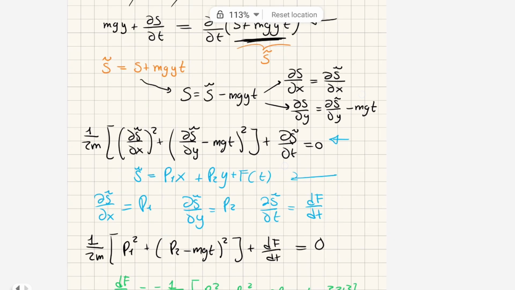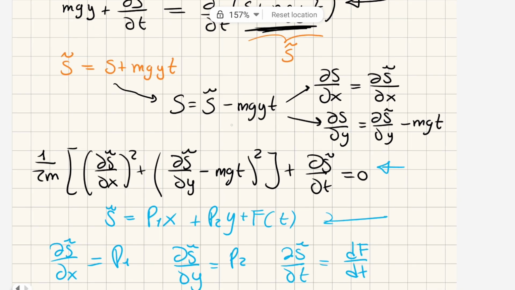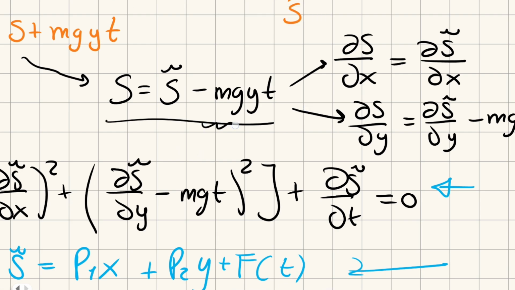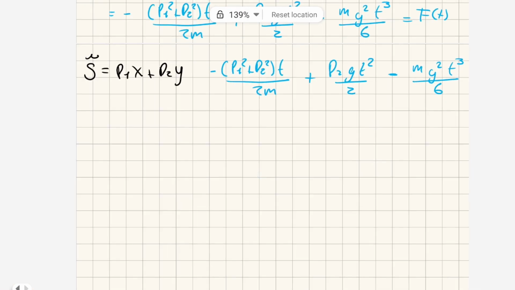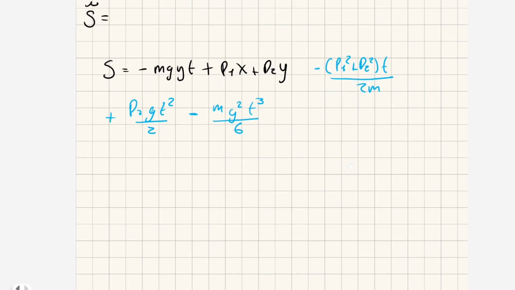And remember that we defined that s tilde is related with s with this equation. So to get s, we need to subtract this quantity minus mgyt, right? So we are going to say that s is equal to all this minus mgyt. And let me copy this. Perfect. So this is the full expression for the s. We can say that this is already the solution to the Hamilton-Jacobi equation for the particle that is in the influence of a uniform gravitational field.